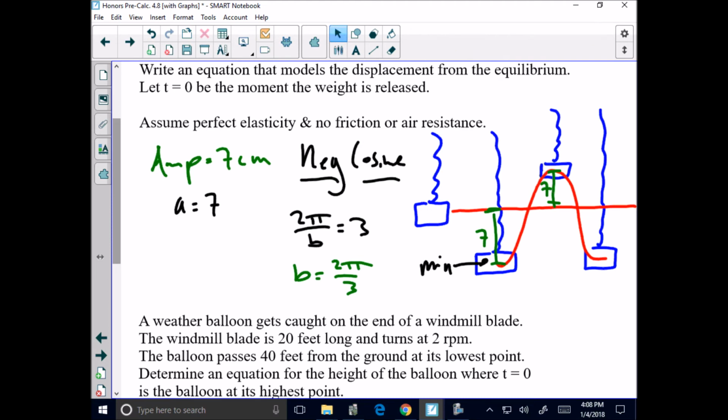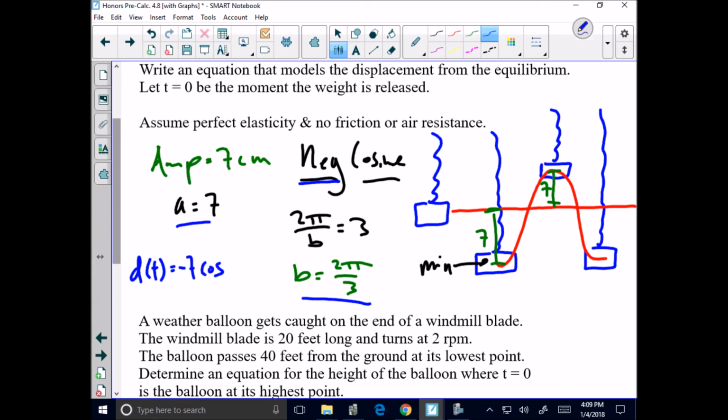So right here, using all this information, our b, our a, and the fact that we know we're going to be a negative cosine function, we can say that this harmonic motion, which is going to be basically this weight oscillating above and below its resting position, is going to be determined by negative 7 cosine of 2 pi over 3 t. And so that equation right there is giving us the harmonic motion, or the displacement of the weight from its equilibrium at any particular time t.